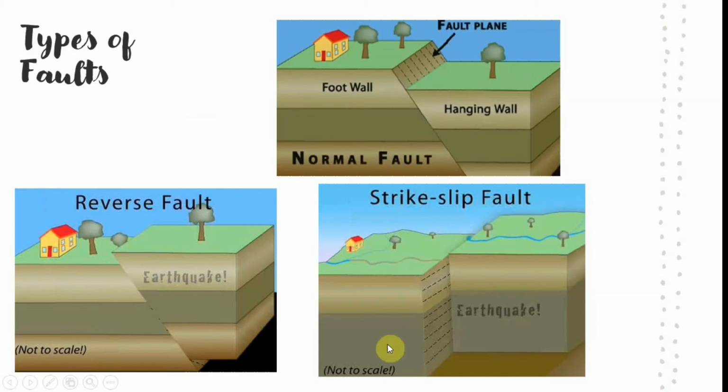And as illustrated in the next picture, rock experiencing shear forces can break to form a strike-slip fault. Shear forces cause rock on either side of a strike-slip fault to move past one another in opposite directions along Earth's surface.